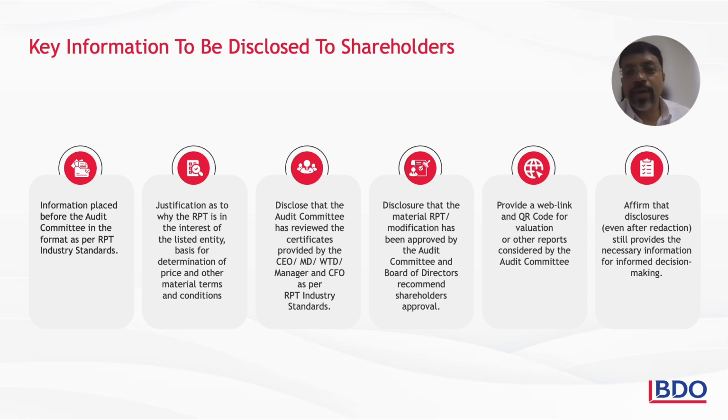And in respect of material RPTs as well as their modification, the statement has to be made whether the audit committee has approved it and the board has recommended this for shareholders' consideration. And in case of valuation and other reports considered by the audit committee, a web link or QR code must be provided, and it must be affirmed that this forms the necessary information for informed decision making. So these are the minimum information that needs to be provided to the shareholders for their decision making, and this obviously flows from the information which is presented to the audit committee for their decision making.